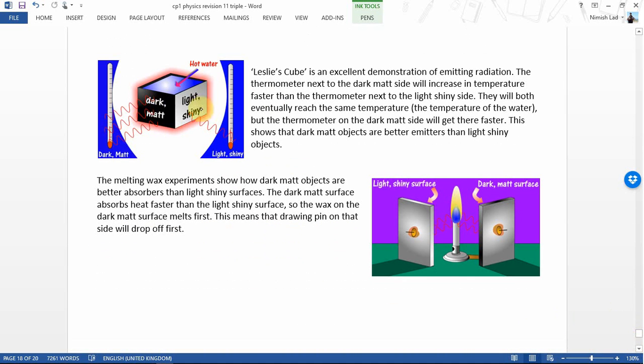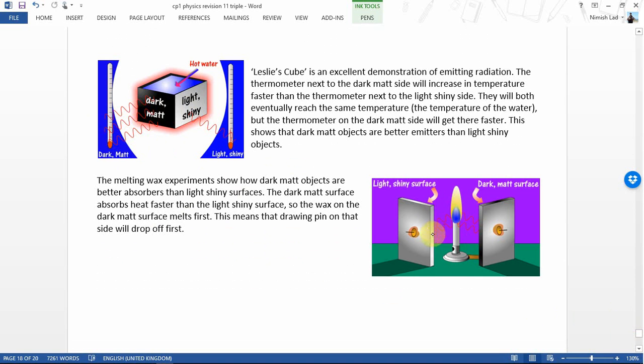So Leslie's cube is one of them. You've got a dark matte surface on this side, you've got a light shiny surface on this side. This side will heat up quicker. They'll both reach the same temperature. It's that this will get there quicker because it's a better emitter. It's just that this one does it quicker.